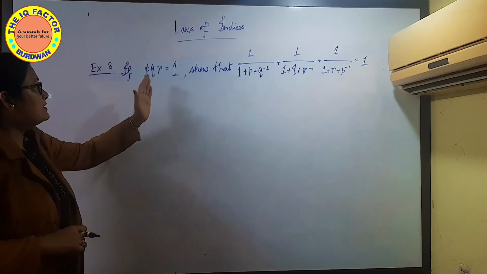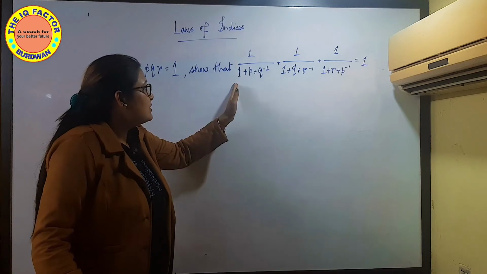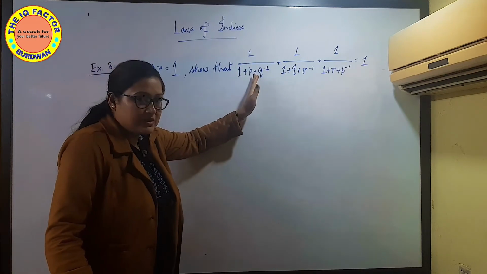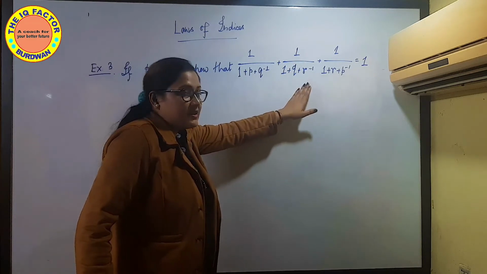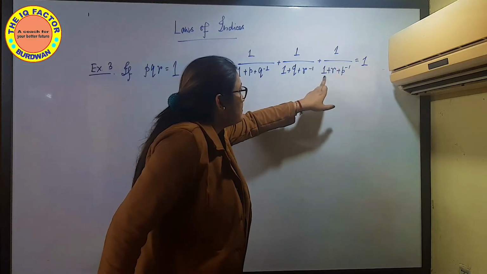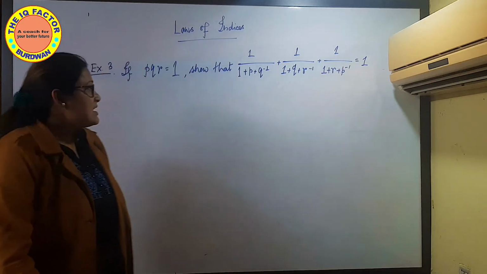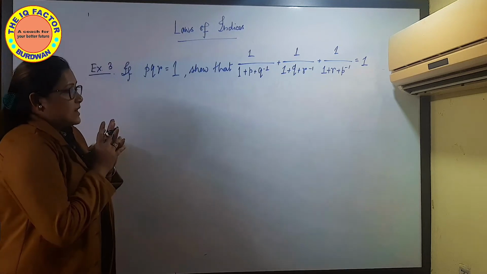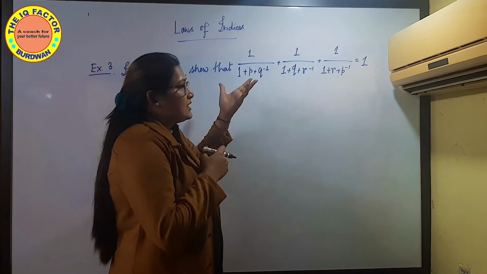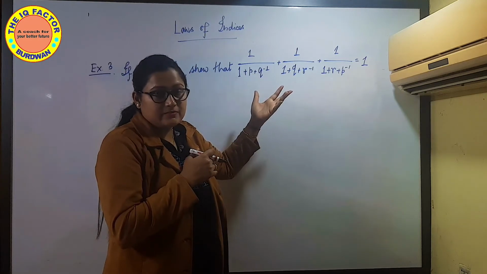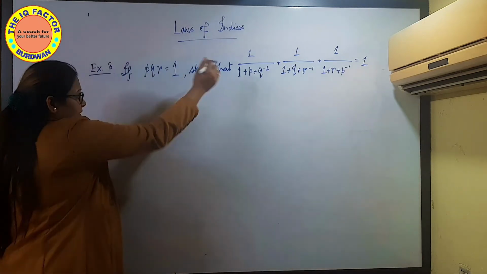Another example: if PQR is equal to 1, the condition is given, we have to show that 1 by 1 plus P plus Q to the power minus 1, that is Q inverse, plus 1 by 1 plus Q plus R inverse, plus 1 by 1 plus R plus P inverse is equal to 1. So our motive is how can we make it 1? If we can make all the denominators the same, there is one chance to make it 1.